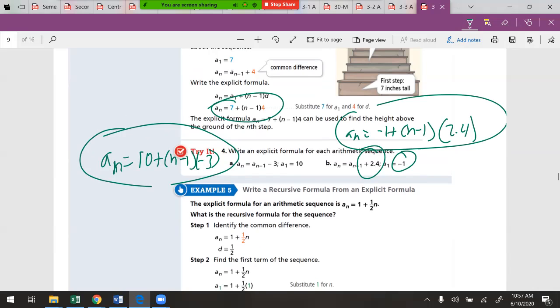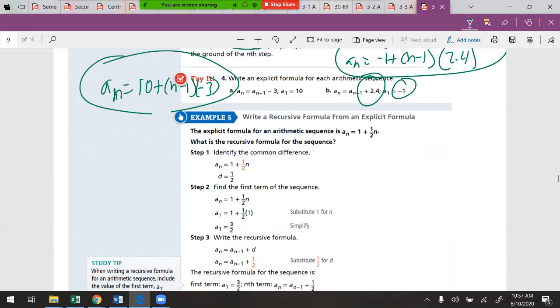This one's a little bit different because I want to go from explicit to recursive. So I need to find the first number now. I know my common difference. It's whatever number is next to the n. But to find the first number, I have to plug in 1 into the function. There's your first number for this one, okay? So we know the first number is 3/2, and I'm adding 1/2 to get to the next number.